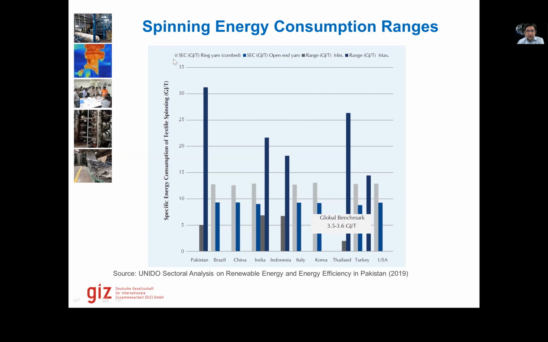Light gray is for ring yarn which is combed. This blue color is open end yarn, and then we have the minimum range in dark gray and the maximum range in dark blue. In this case, you can see India also has a big variation. Indonesia and Thailand also have very big variation. For some countries, we do not have the minimum or maximum values, but we have values for a specific kind of yarn. So these are different benchmarks available, with the lowest values generally ranging between 3.5 and 3.6, but you can see these are hardly comparable because we don't know which variables they used.